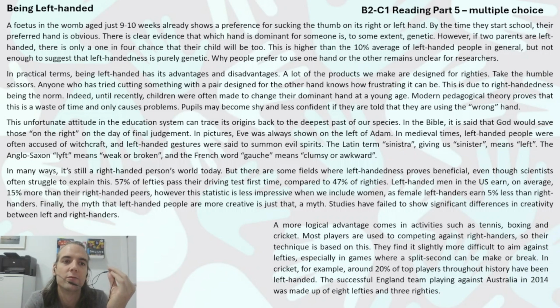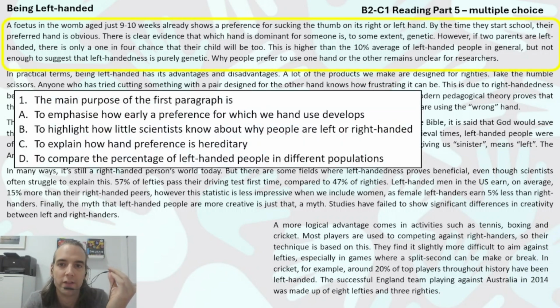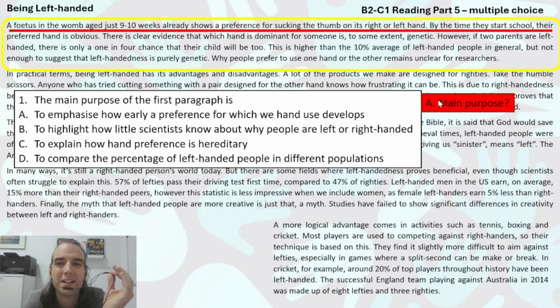So your first question was the main purpose of the first paragraph. So let's focus on this first paragraph and think about what it says. The main purpose question is a pretty typical one. It's understanding in general what's the best answer, what's the important message or meaning. And it starts with a great trick because an early preference for which hand we use, it does say that. Yes, in fact, it starts with that. But it starts with it as just a little introduction to the topic. Is it really the main purpose that it's trying to get across? I don't think that's the best answer.